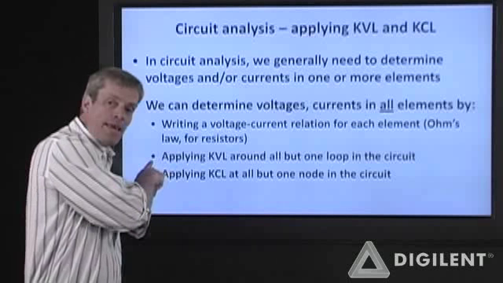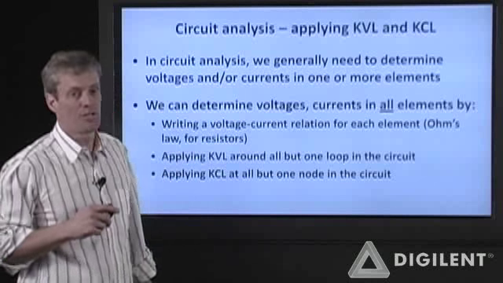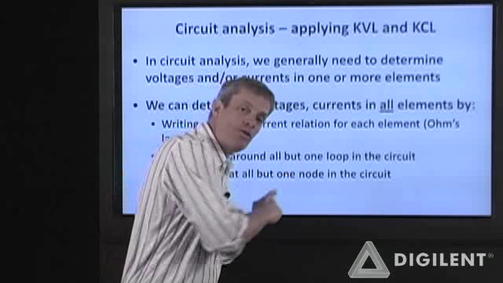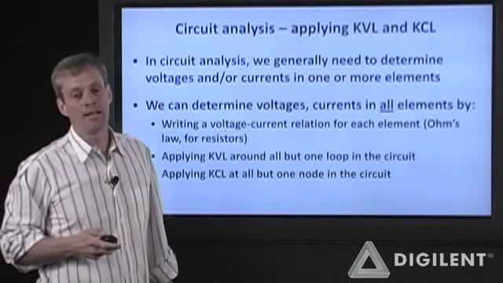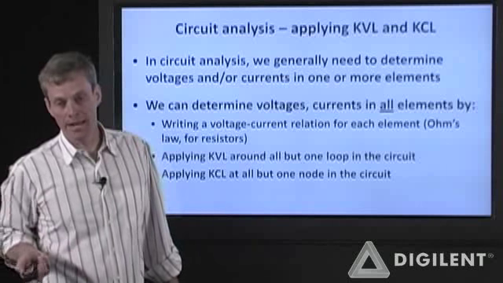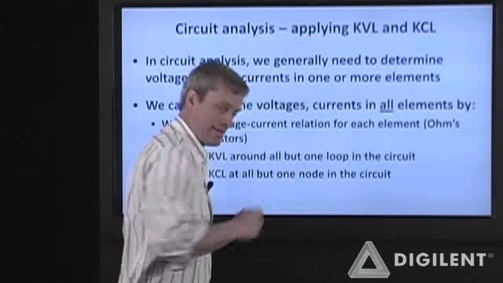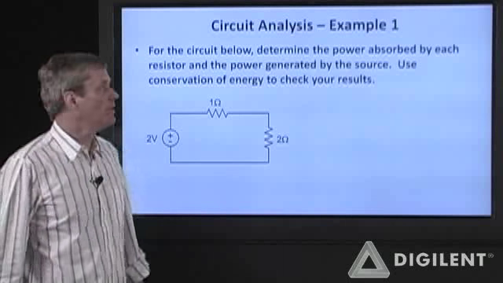We can apply KVL around all but one of the loops in the circuit. Then if we apply KCL at all but one node in the circuit, what we will end up with are a set of n equations in n unknowns, the n unknowns being the voltages and currents in the circuit elements. Let's do a quick example.